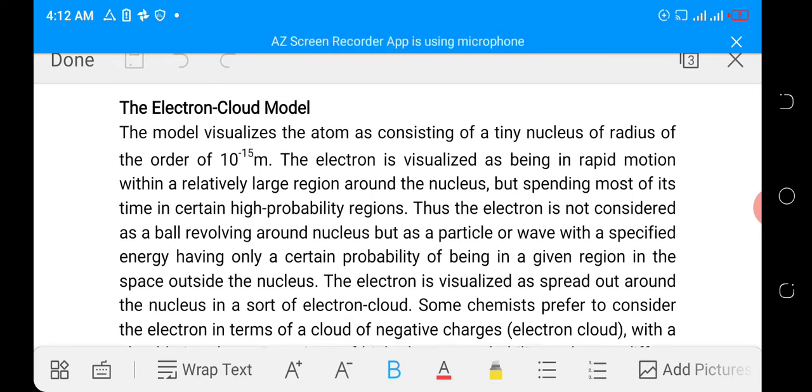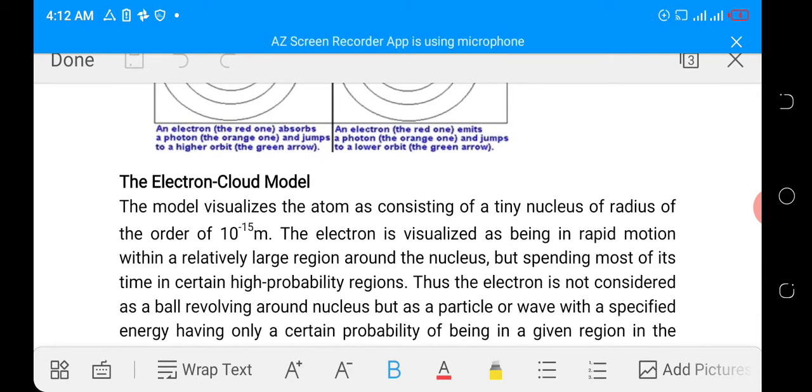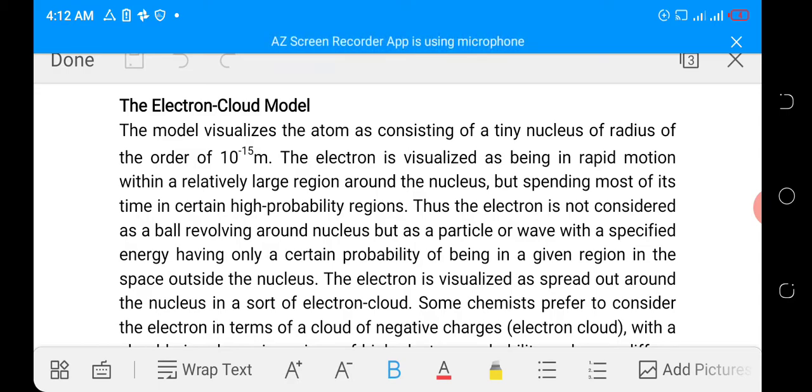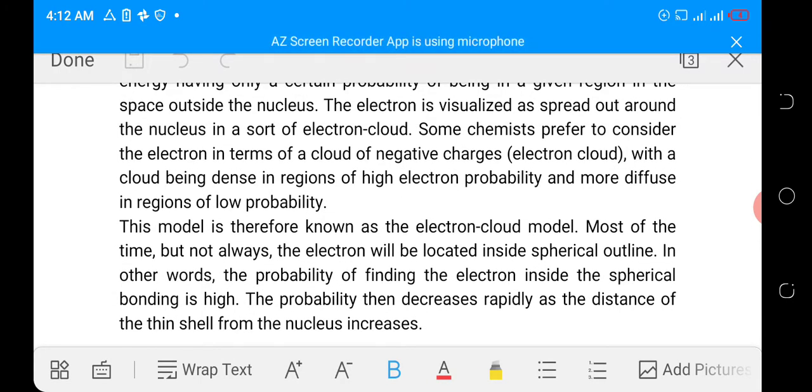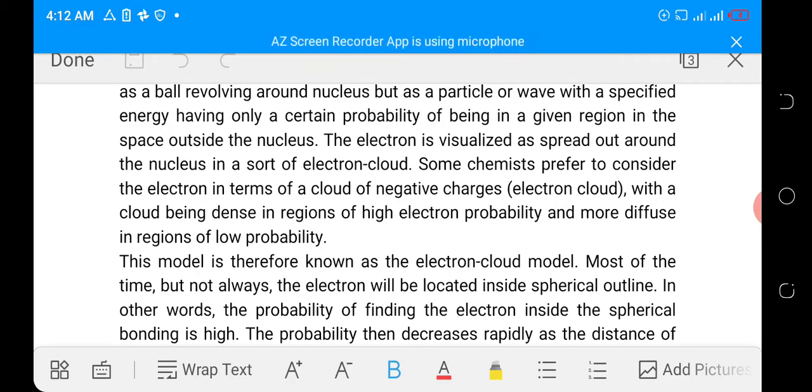That is all what electron cloud model is all about. So far so good. We are able to look at the Thomson model, the Rutherford model, the Bohr model, and the electron cloud model. And this is where we are going to end it for this second period.